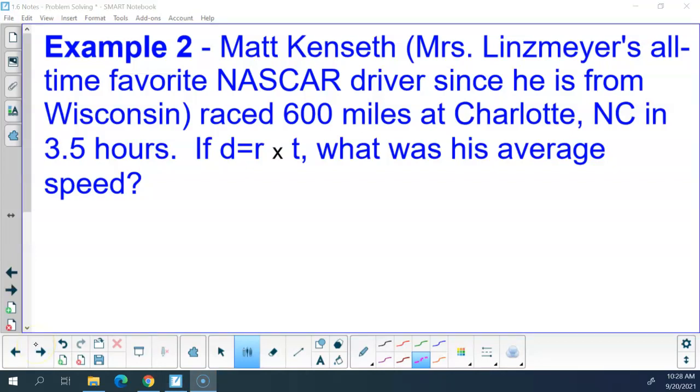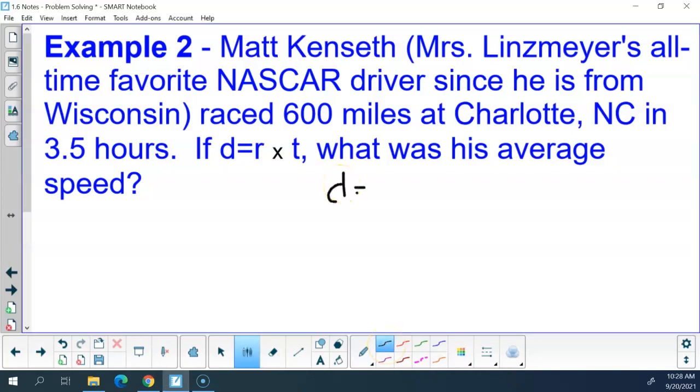So Matt Kenseth, which is Mrs. Lindsmeyer's all-time favorite driver, only because he's from Wisconsin. She roots for the hometown people. He raced 600 miles at Charlotte, North Carolina in 3.5 hours. If distance equals rate times time, what was his average speed?